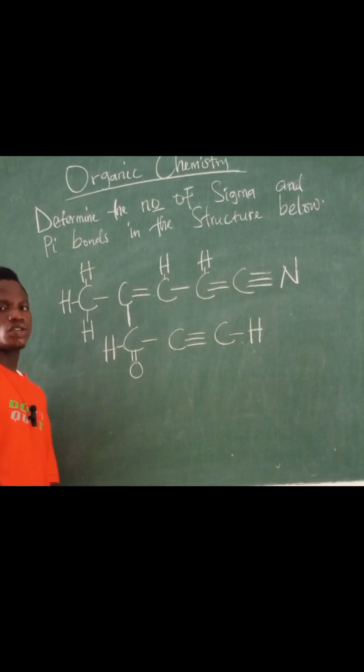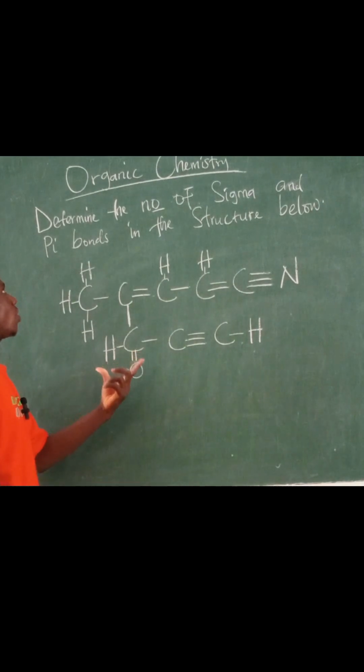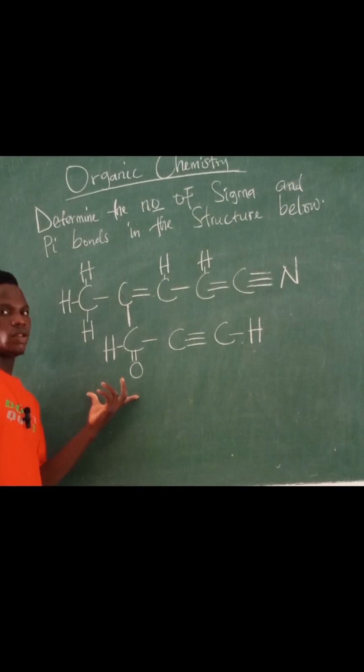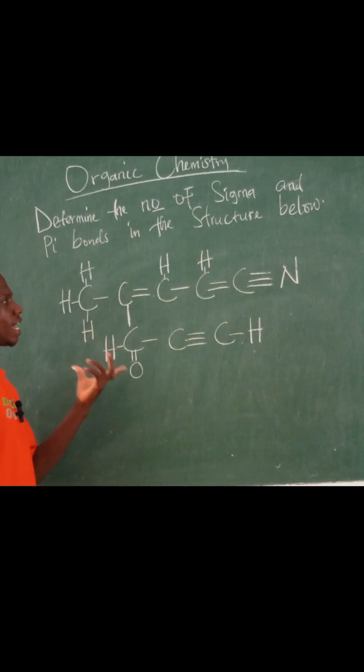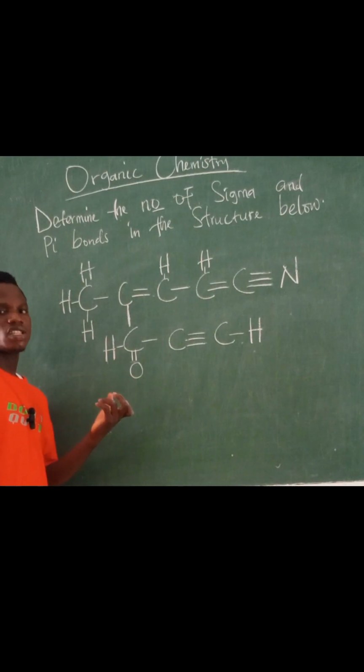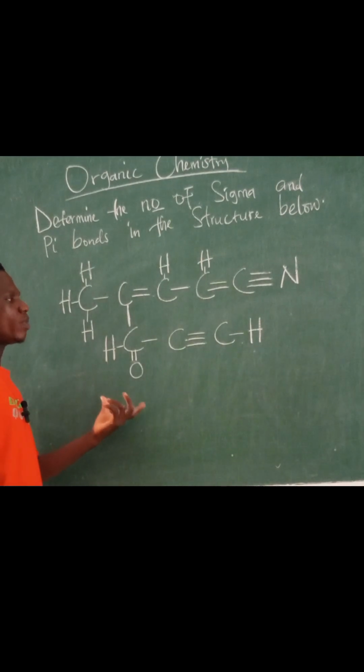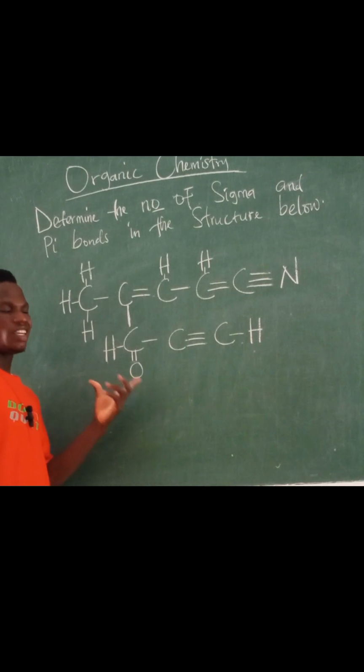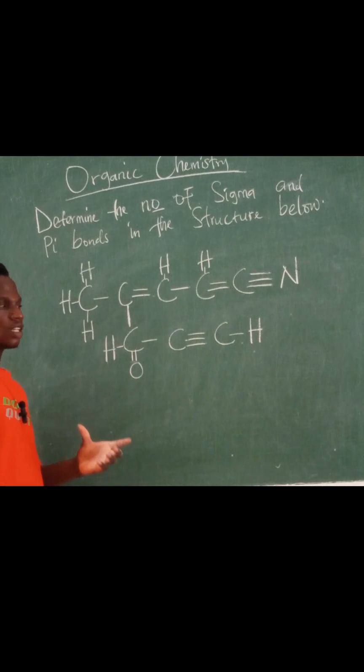What if in your study of organic chemistry, you come across a question that says, determine the number of sigma and pi bonds in the structure below. Now, the key idea on getting the number of sigma and the number of pi bonds in a structure is very easy. There is just a simple step.